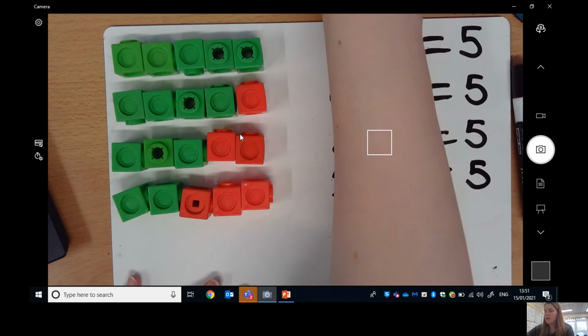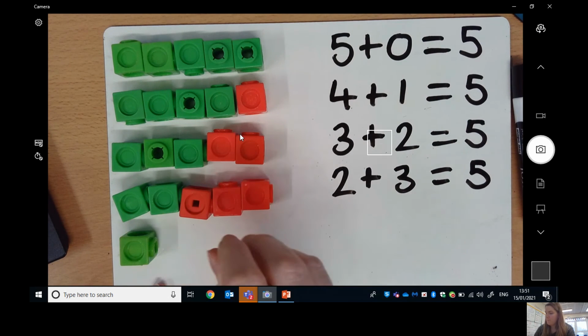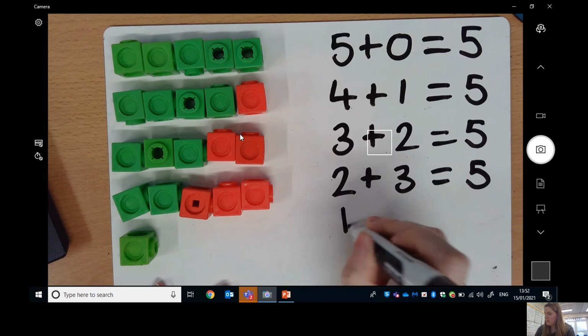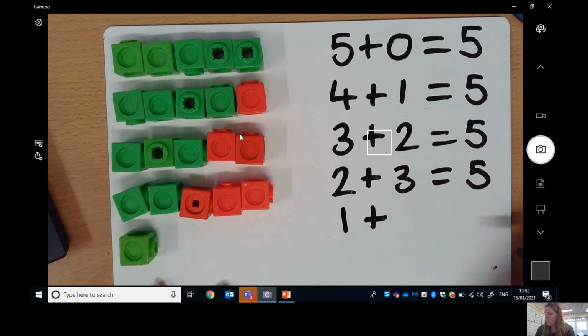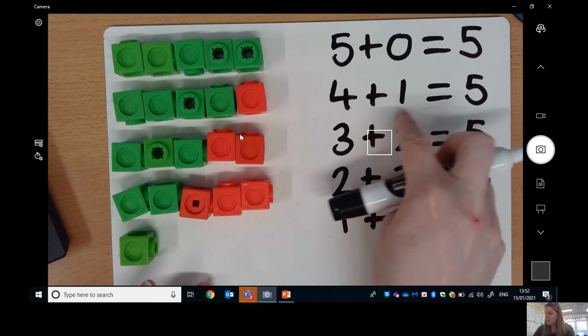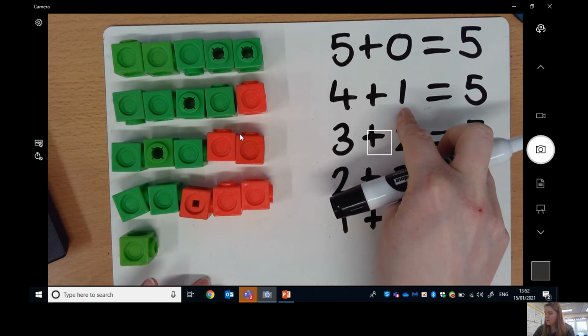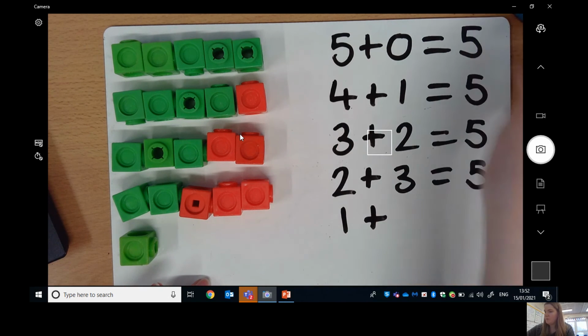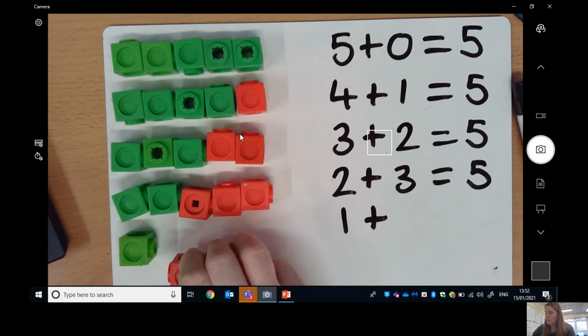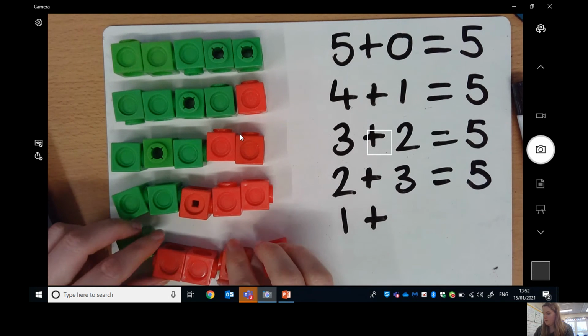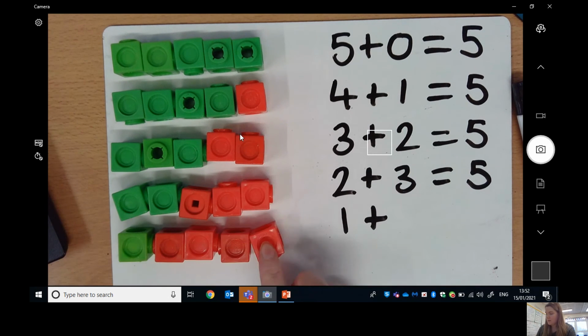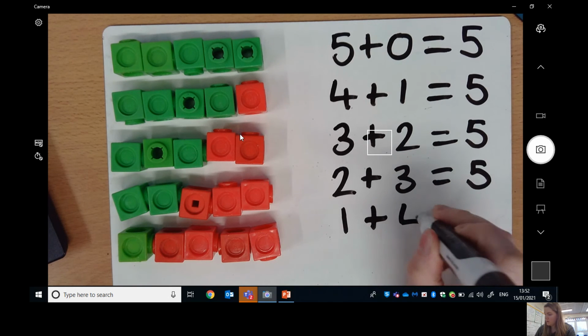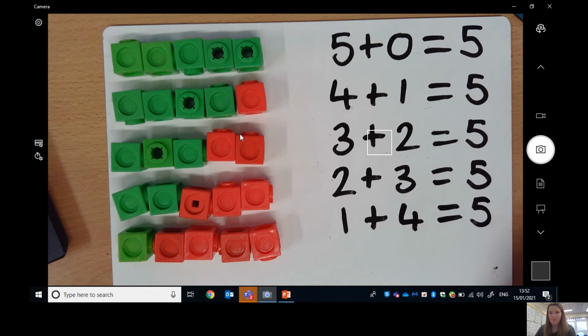Okay, what number should we try? Let's try 1. 1 plus what? Oh, it's simple. We could try this one because look, there's a 1 up here. 1 plus. Should we try 4? Okay. 1, 2, 3, 4. You're absolutely right. 1 plus 4 equals 5.